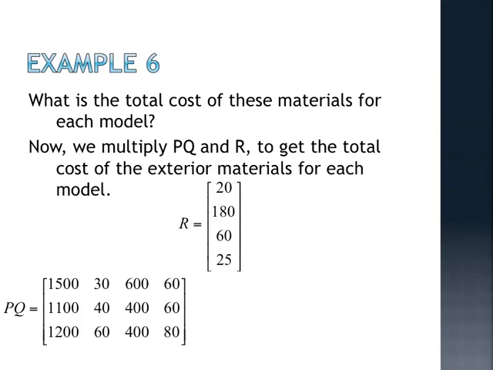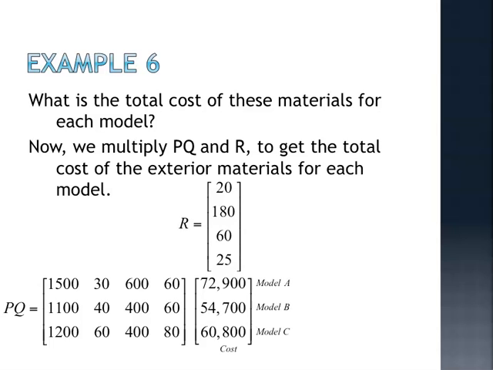So what this is really doing is having us multiply the first element in PQ by the first element in R, and then we're going to add that to the second element in the first row of PQ times the second element in R, and then add that to the next one and the next one. So by doing that, 1500 times 20 plus 30 times 180 plus 600 times 60 plus 60 times 25, we get that this is 72,900 for model A. We can do the same thing to get the cost for model B and the cost for model C.